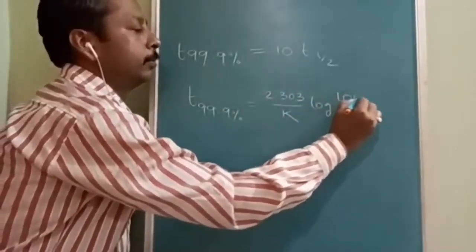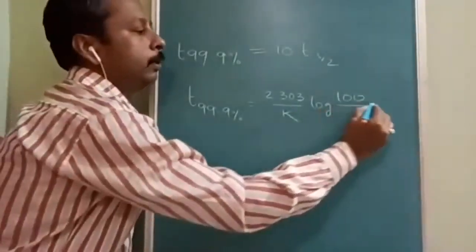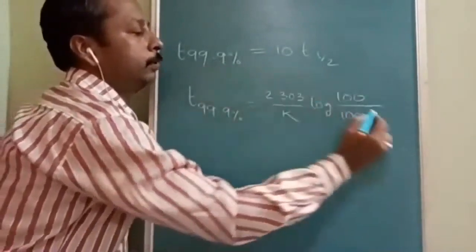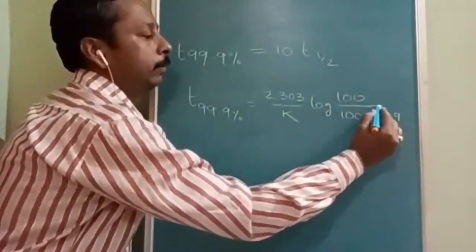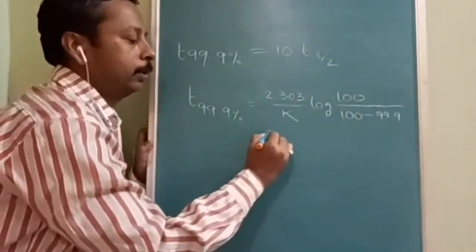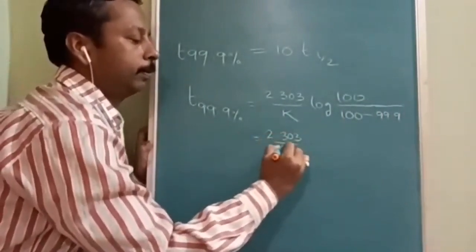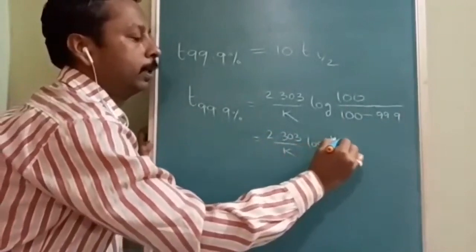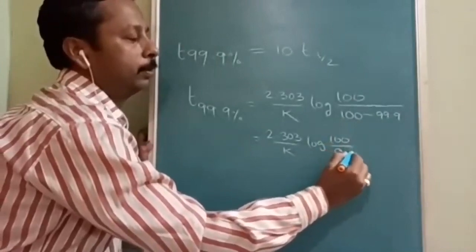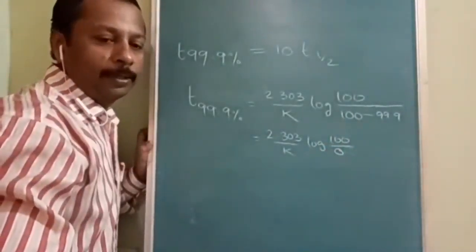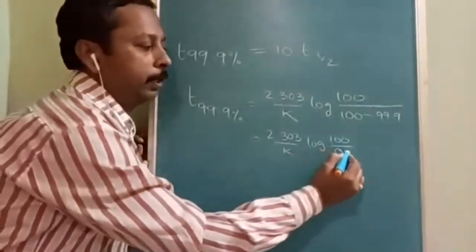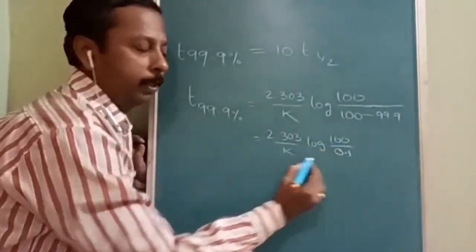Whenever a percentage question is there, what you have to do? 100. Okay, 100 minus, this is the amount of reactant consumed. Always remember, whatever is the percentage he is giving, that is the amount of reactant consumed. Okay, so 2.303 upon K, this can be written as 100 divided by 100 minus 99.9. How much is it going to be? You calculate. So 100 minus 99.9 is how much? 0.1.